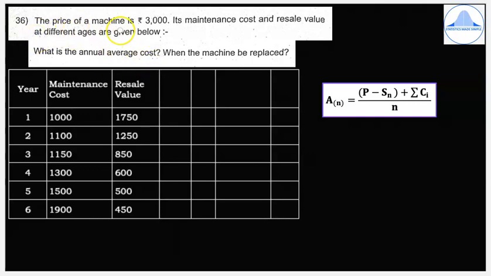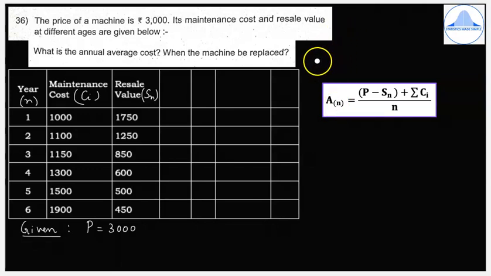36th question. The price of a machine is rupees 3000. Its maintenance cost and resale value at different ages are given below. What is the annual average cost when the machine be replaced? So here you mark it as N. Maintenance cost means it is Ci. Resale value is nothing but Sn. So let us start the problem. First, I will write given. The price of the machine is 3000 means the purchase cost is capital P equal to 3000.